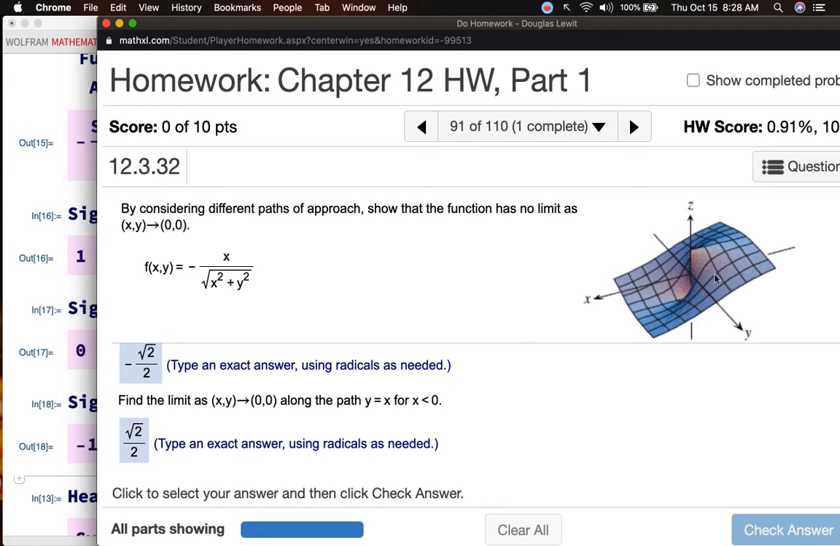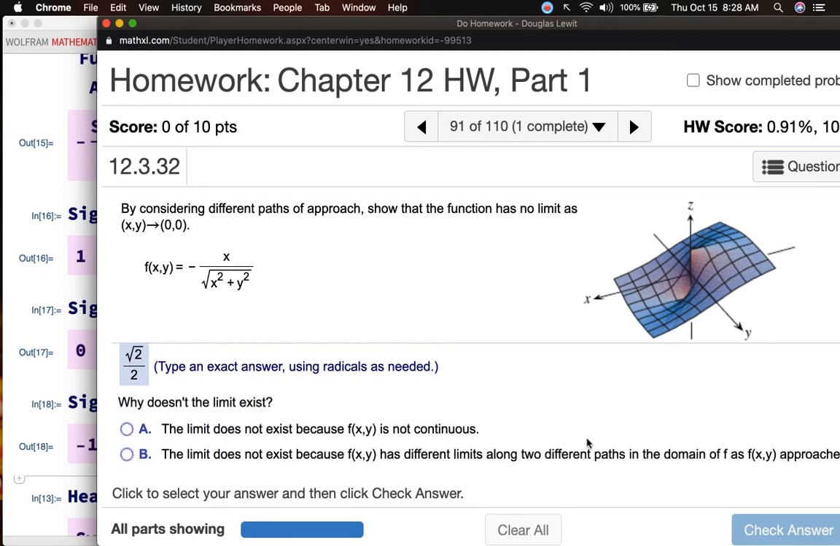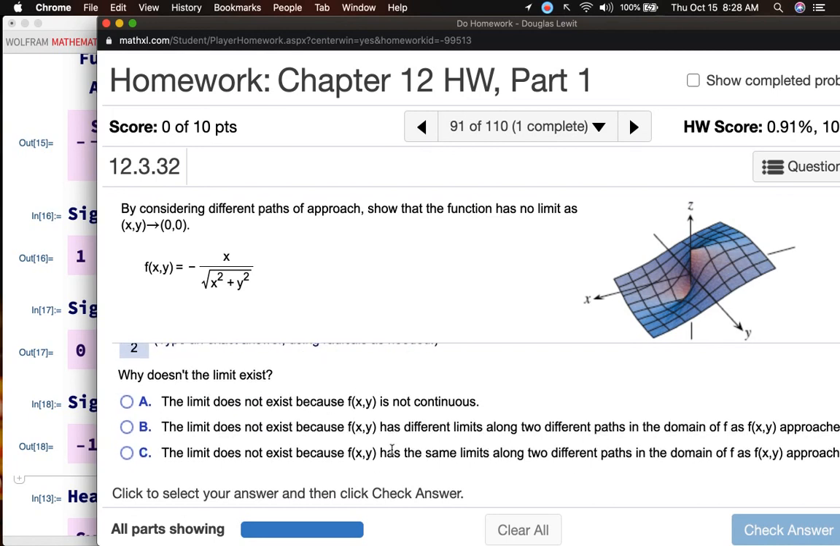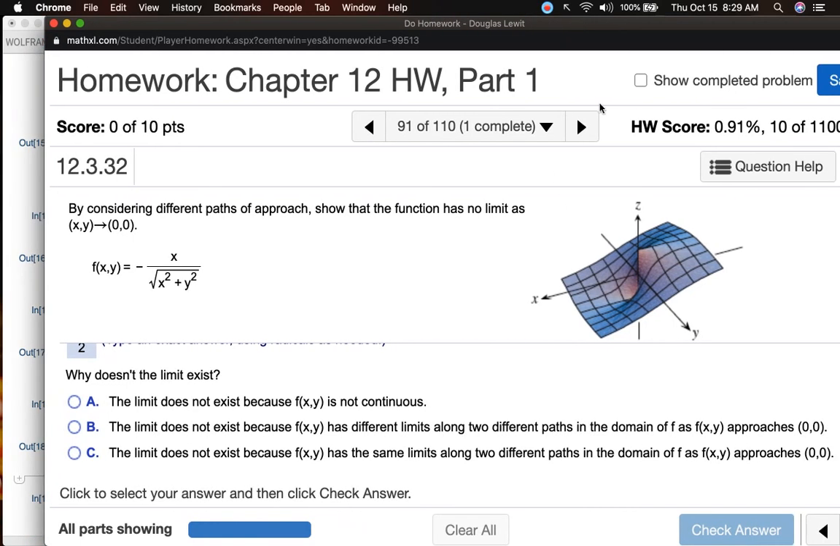And you can see it from the picture. There's a discontinuity right over here at the origin. Okay? So why doesn't the limit exist? The limit does not exist because f of x and y has different limits along two different paths in the domain of f, as (x, y) approaches (0, 0).